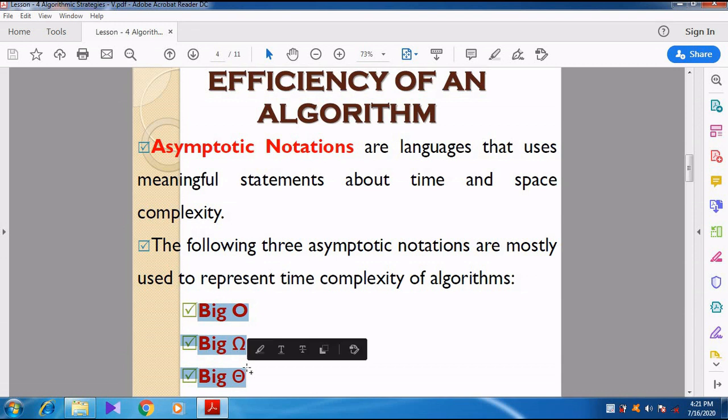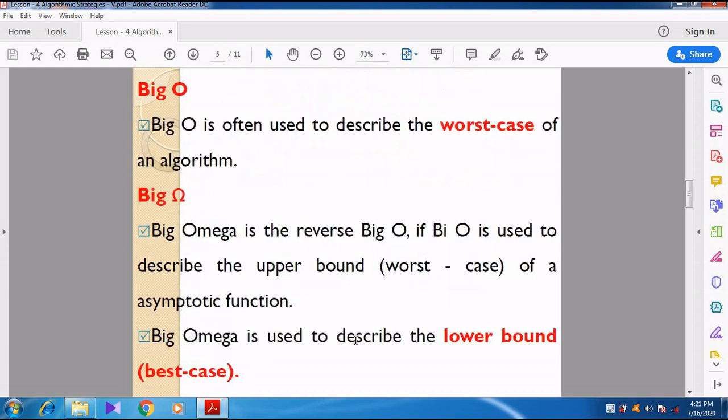There are three asymptotic notations. What are they? Big O, big omega, and big theta. First of all, we can discuss big O.